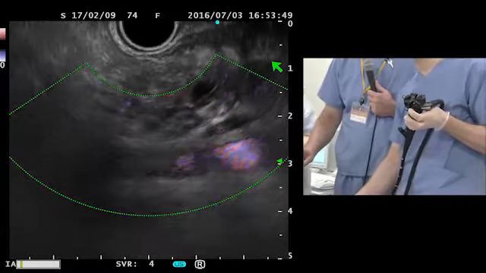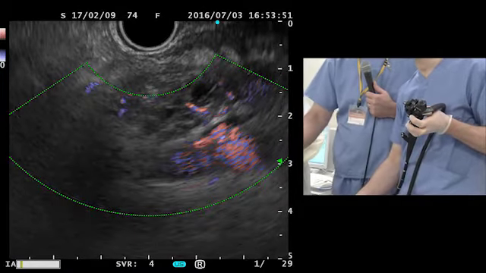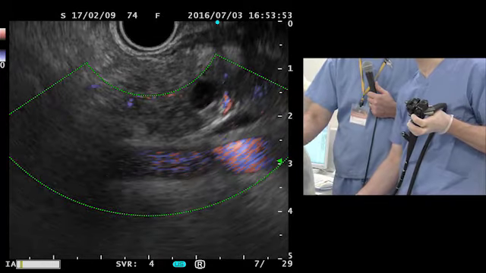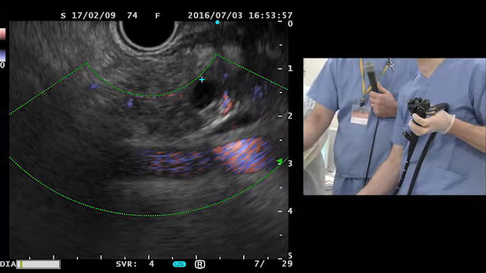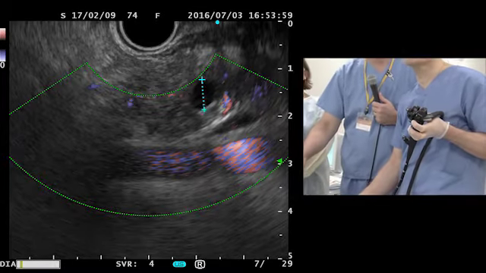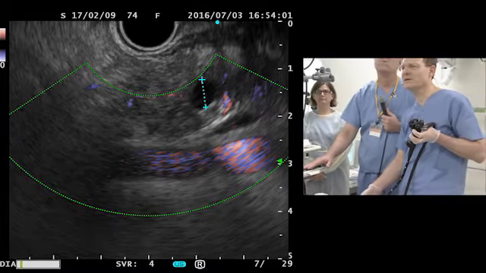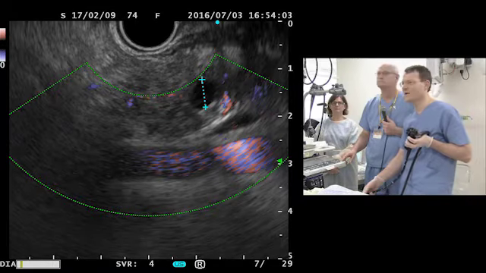So if you are not sure, is this a vessel? We use Doppler for clarification. And now we will measure the pancreatic duct. So the duct is about 6 millimeters, so it is a clearly dilated pancreatic duct.